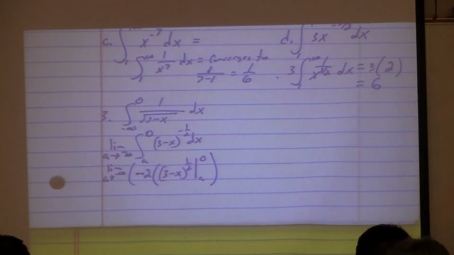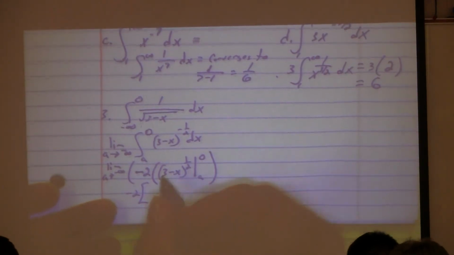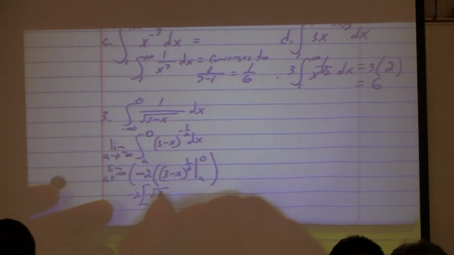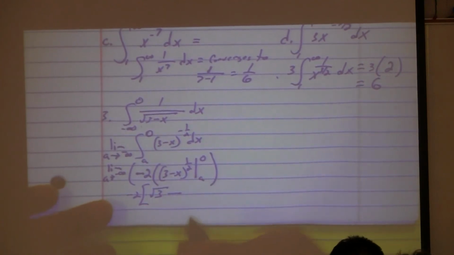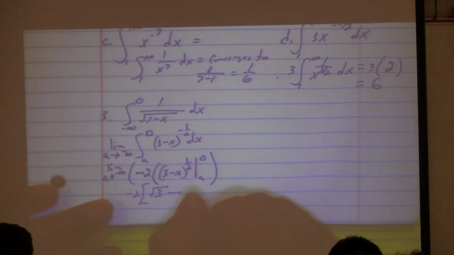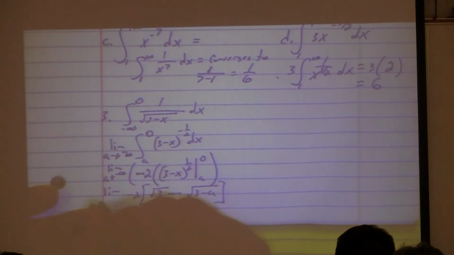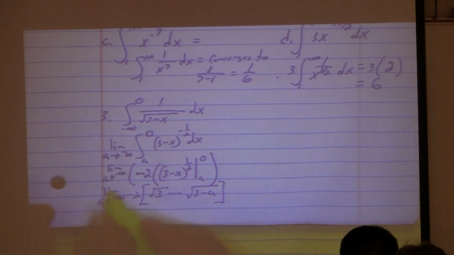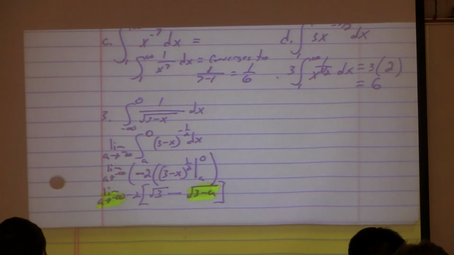Alright, so now let's evaluate the integral. Plug in 0: 3 minus 0 is 3, square root of 3, right? Minus. Plug in A: 3 minus A, but we want the square root of that, right? And now we want the limit of all this. We're going to get the limit as A goes to negative infinity, and we're gonna focus on that part.